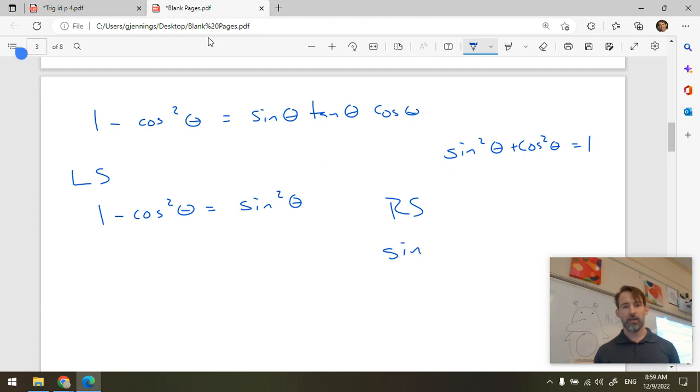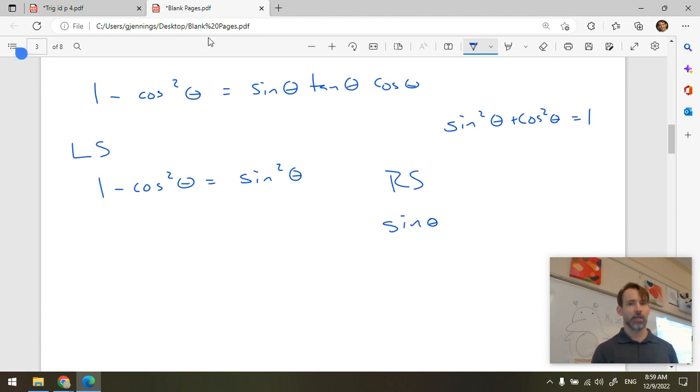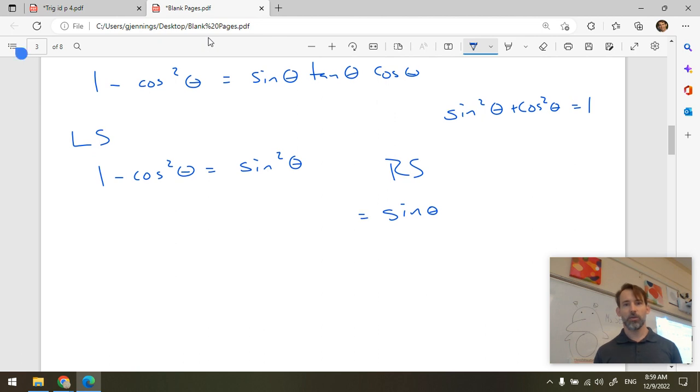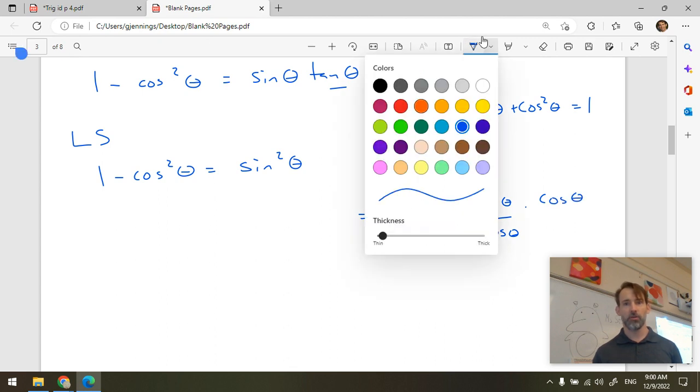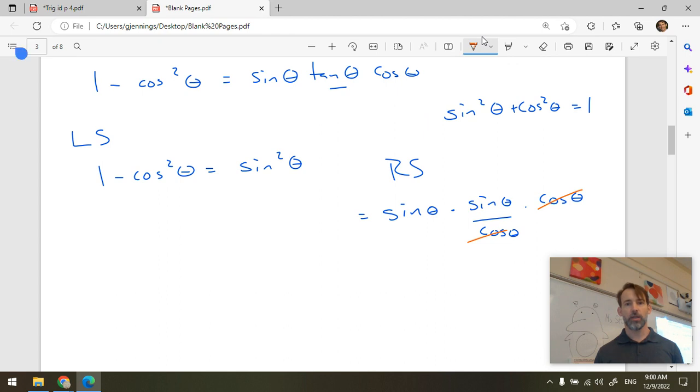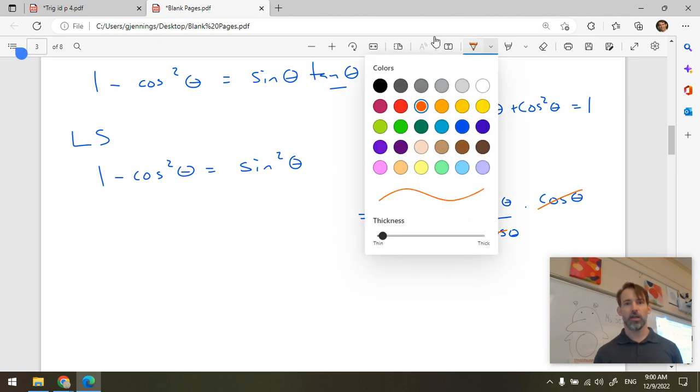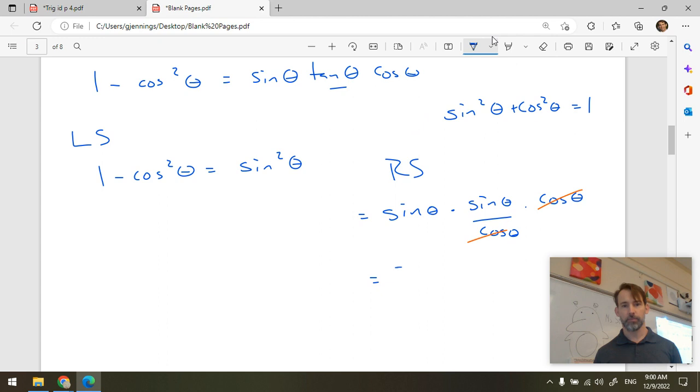Now let's work on the right side. So we have sine theta. I bet that's going to multiply another sine and make sine squared theta. Let's write tan theta as sine theta over cosine theta, multiplied by cosine theta. And then we get our favorite pen out, the cancellation pen. Bam, bam. Sine theta times sine theta is sine squared theta, which equals the left side. Done. Let's keep going.